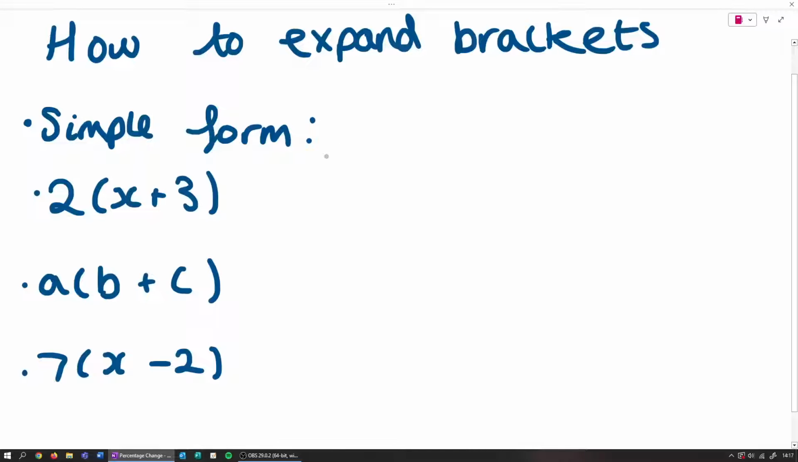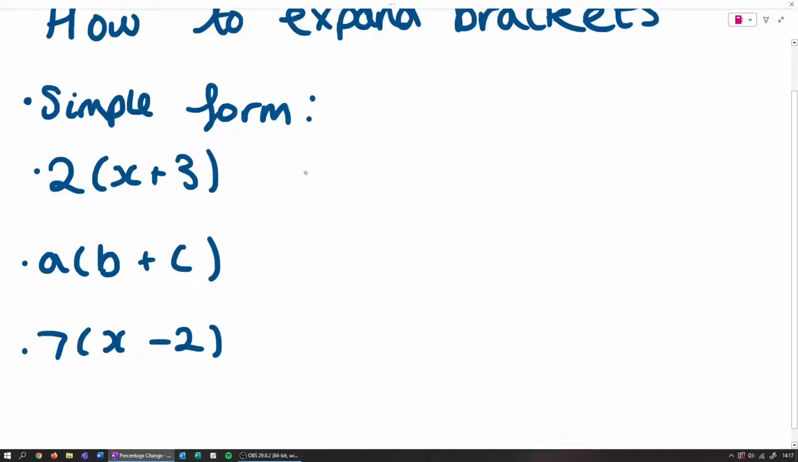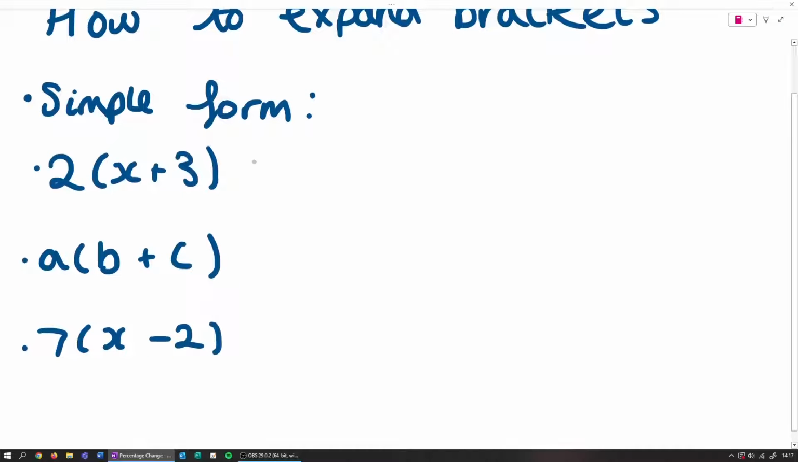Just want to make a quick video on expanding brackets. This is quite a nice thing to do, and the technique for it is very simple. So the idea is that, before I do these example ones, I will just give an example up here.